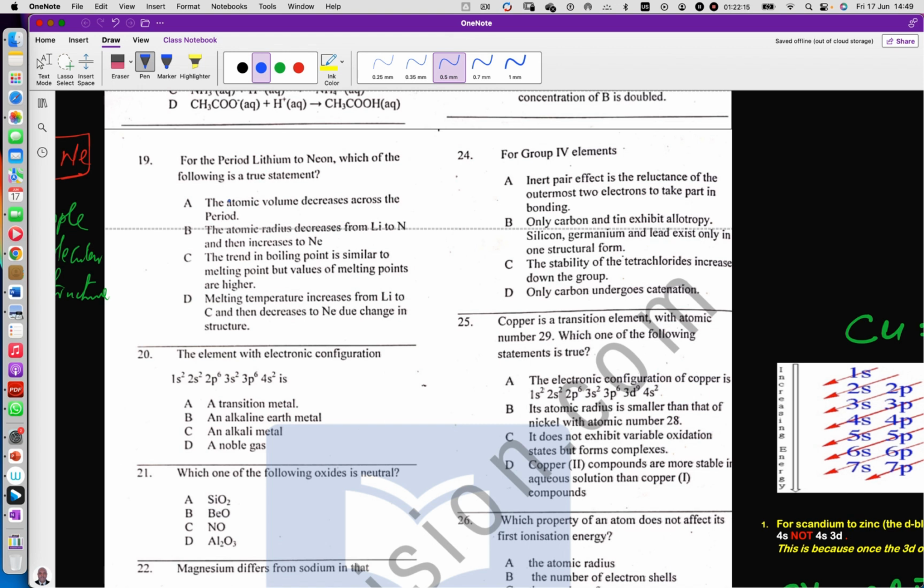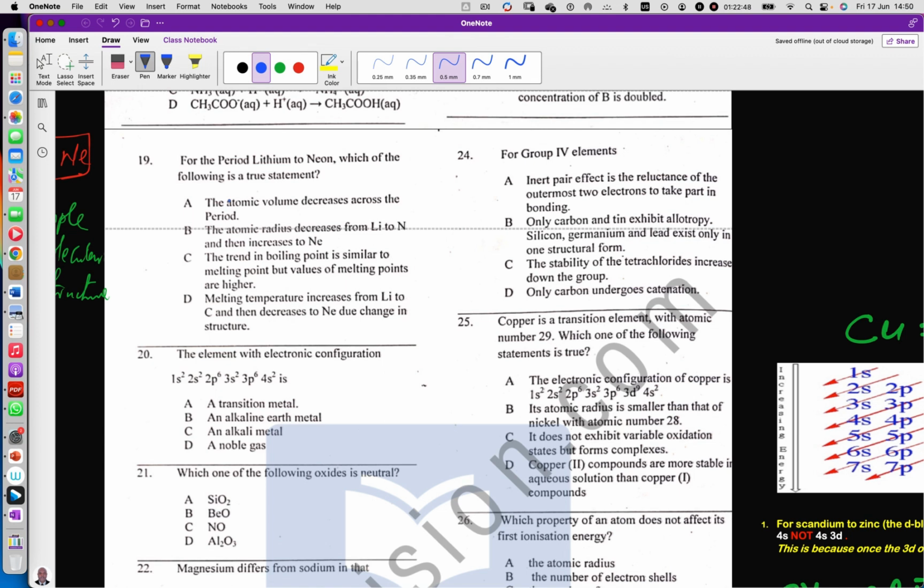D, only carbon undergoes catenation. No. There are 2 elements in that group that undergo catenation. There is carbon and there is silicon. Carbon and silicon are the 2 group 14 elements that undergo catenation. So C is wrong, D is wrong, A is wrong. The only feasible answer is B.